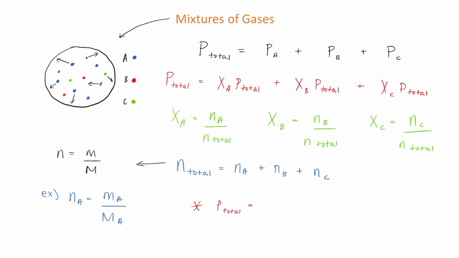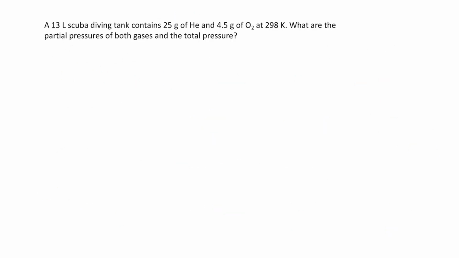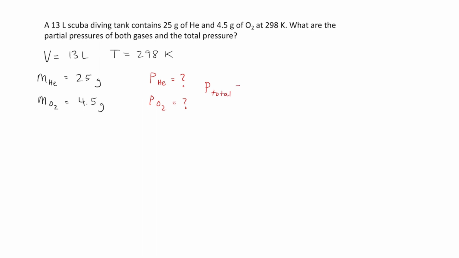And of course, don't forget that you can use the ideal gas law to solve for the total pressure or partial pressures. So now using these equations, let's jump into a practice question. In this question, we have a 13-liter scuba diving tank, which contains 25 grams of helium and 4.5 grams of oxygen gas at a temperature of 298 kelvins. And we want to know what are the partial pressures of both gases and what's the total pressure.